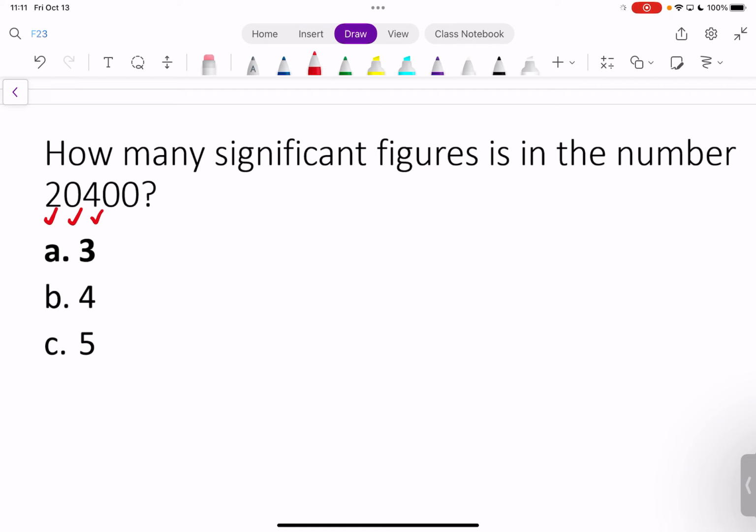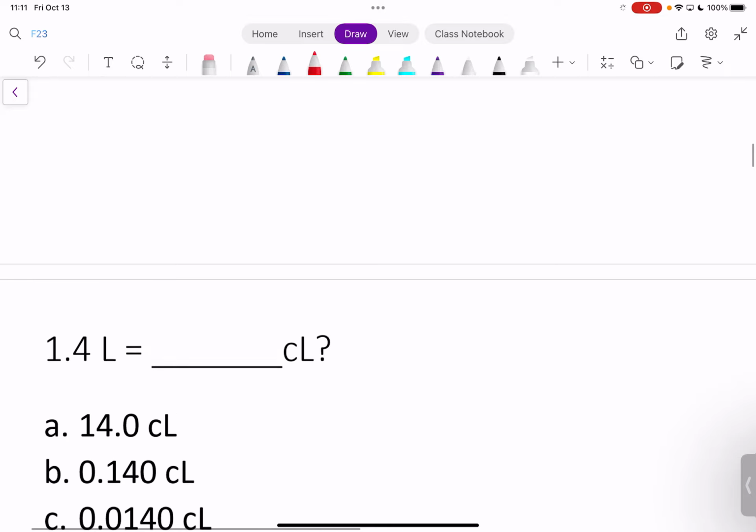What if it was 204.00? Then how many sig figs? 5. Yeah, you guys got it. There's no tricking you. Okay. Let's keep moving along here.